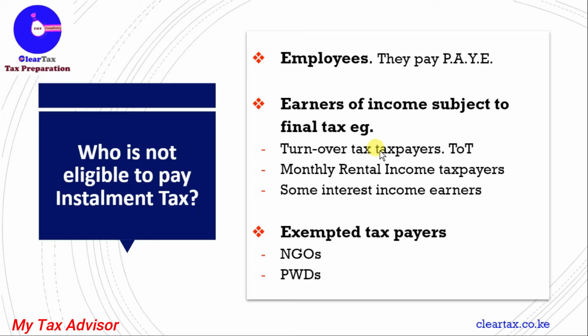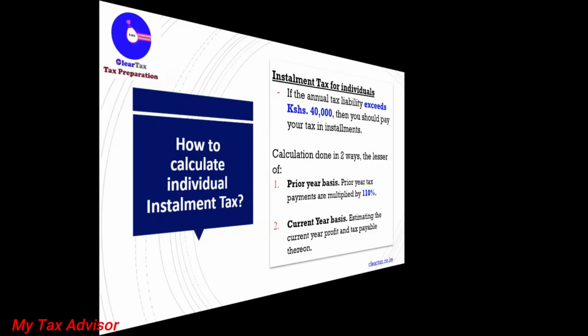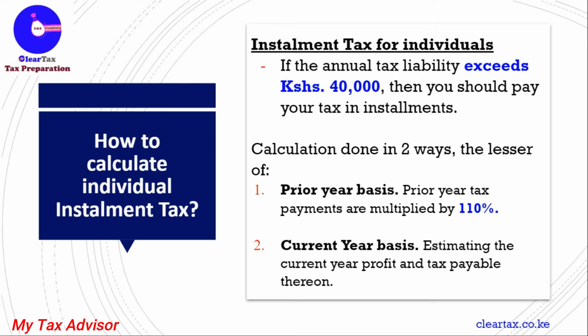And I'm talking about the businesses that pay turnover tax, landlords that are under the monthly rental income category, and individuals who are earning interest income. So this category is subject to final tax. And then we have another category of exempted taxpayers: NGOs, persons with disabilities. They are not supposed to pay installment tax.